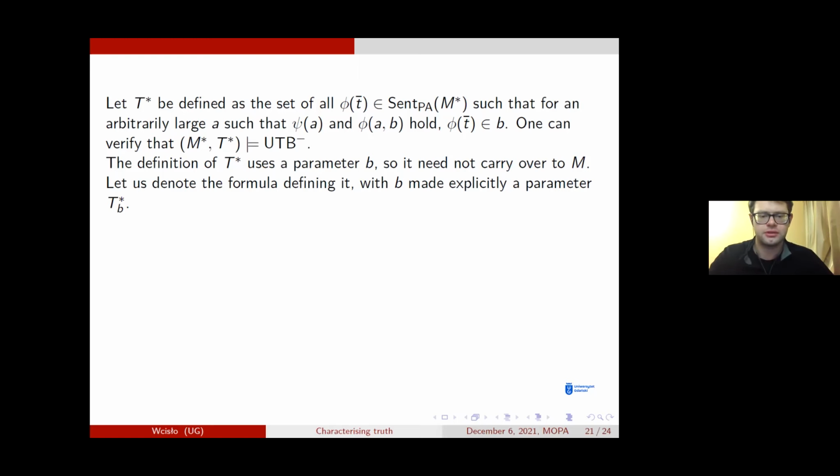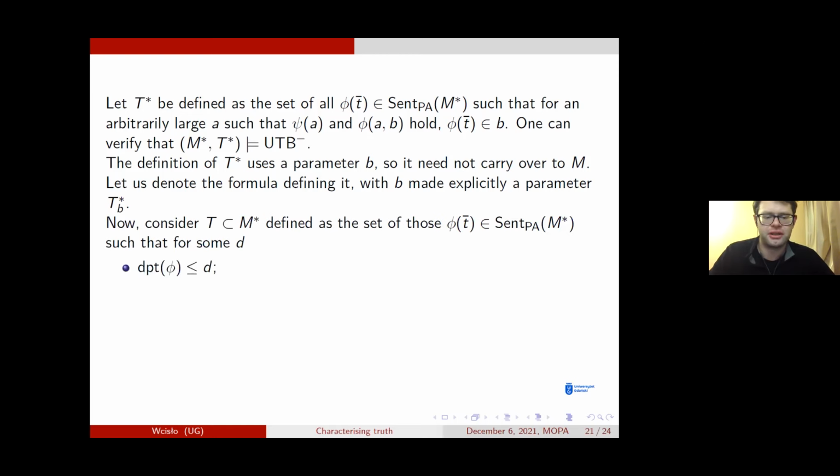So this definition uses parameter B up to this point, but we can get rid of it. Let's denote by formula T star B the formula defining it, but with B made explicitly a parameter. And now define T as those sentences such that their depth is less than some D, such that for all large enough B, now I quantify over B, T star B satisfies Ct minus up to D.